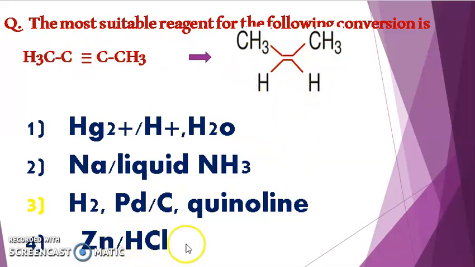So let's see this also. There is one more option, Zn and HCl, right? When Zn and HCl react with this alkyne, in the presence of Zn and Cl, the alkyne is reduced into the alkyl halide, but it is not an alkyl halide we need, it is cis alkene, right? So it is not the actual reagent. So the correct answer is the third one, H2 with palladium and quinoline.